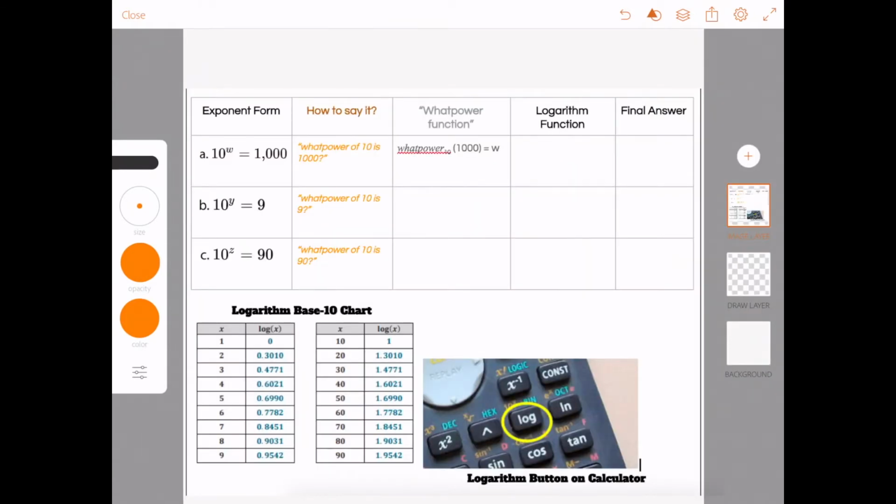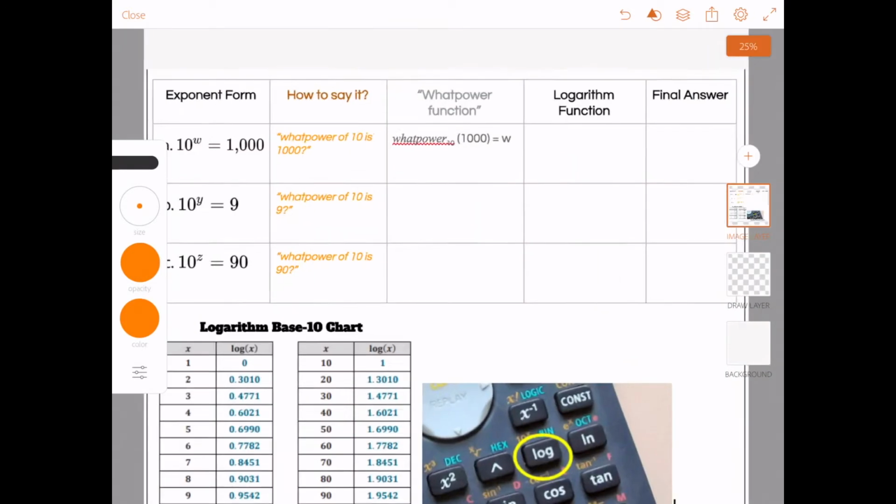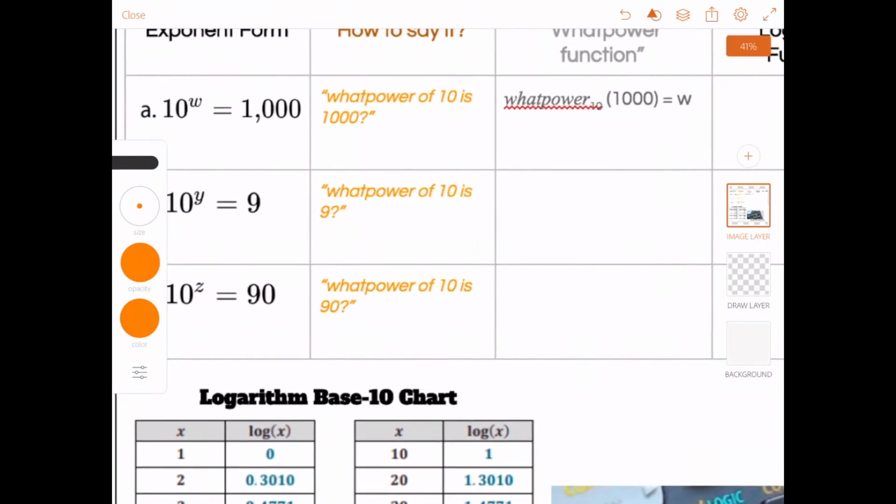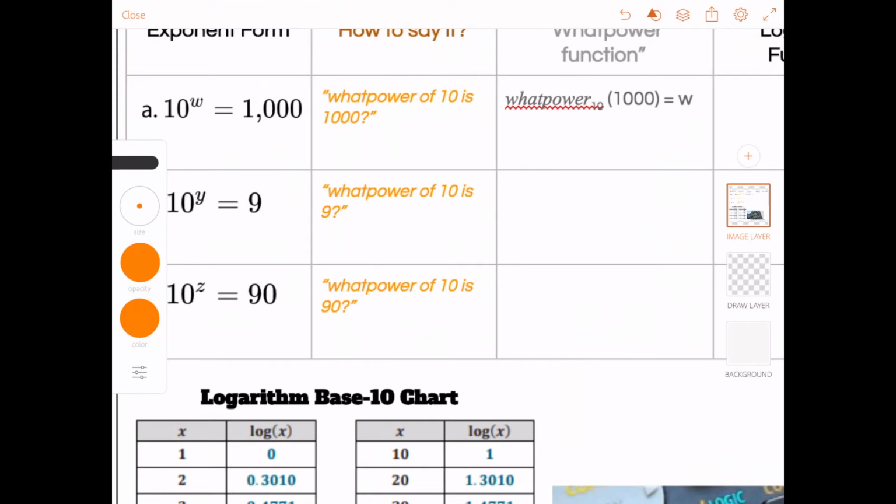So to help you understand logarithms, we're going to use this concept of what power. Let's look at problem A, and we have 10 to the w equals 1,000. So one other way to say that is, what power of 10 is 1,000? And if I'm going to write that in the quote-unquote what power function notation, you see in that second box there we have what power base 10 of 1,000 in parentheses equals w. And we're going to fill that in for problems B and C as well.